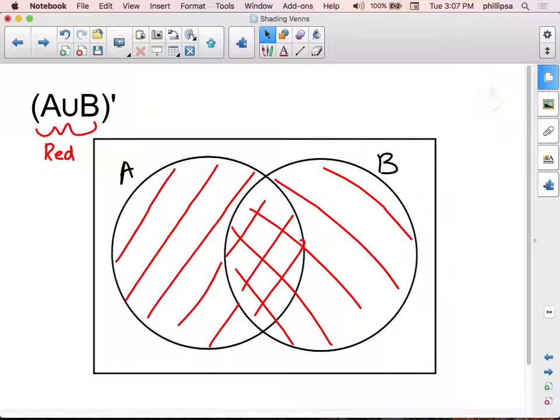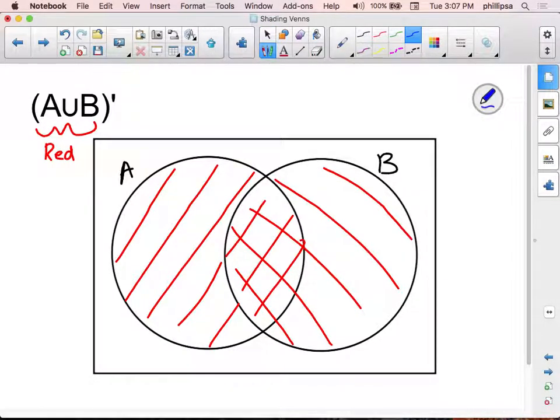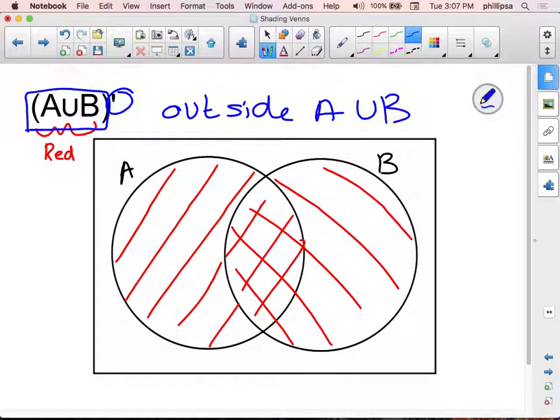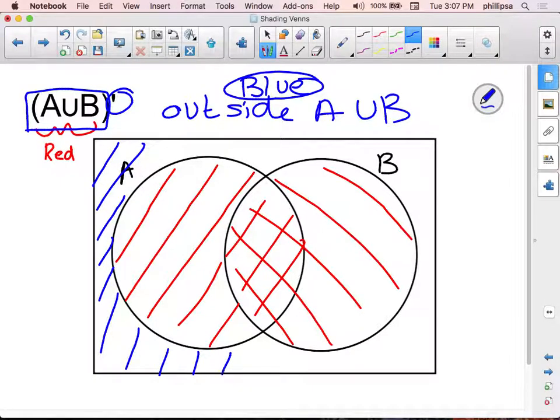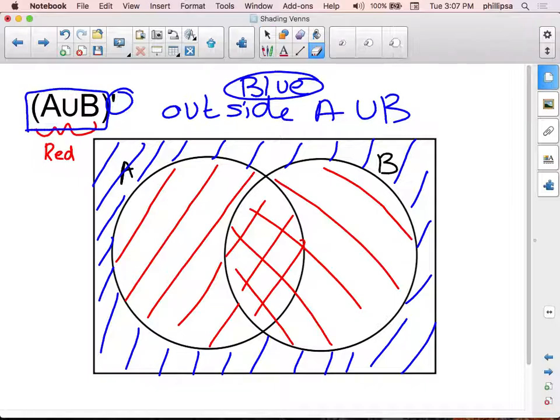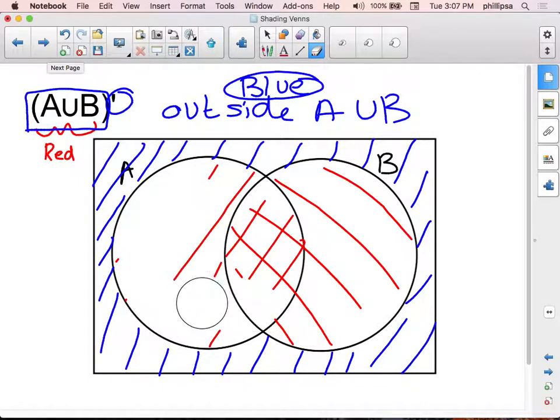Okay? But now let's not ignore the fact that this was on the inside of parentheses with complement on the outside. So this is saying everything outside of A or B. So I'm going to put that in blue. So everything I'm shading now in blue is what was not inside the parentheses. That is the only one that we're including. We don't want this red. It's not included.